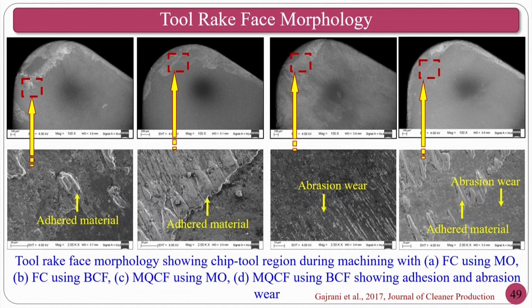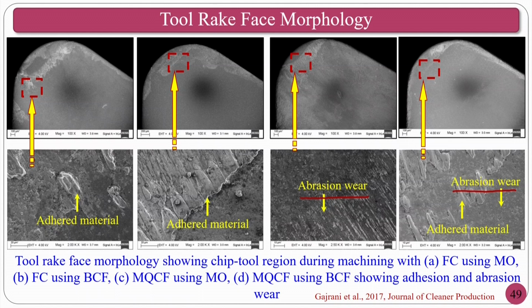Tool rake surface morphology in terms of scanning electron microscope. If you see here, adhered layer is there, adhesion wear is there, and abrasion wear is there. So as I was telling, with minimum quantity cutting fluid with biocutting fluid, the lubrication is not that much good, but the lubrication property of minimum quantity cutting fluid with mineral oil is slightly better. That's why adhesion and abrasion are slightly comparable in mineral oil as well as biocutting fluid.